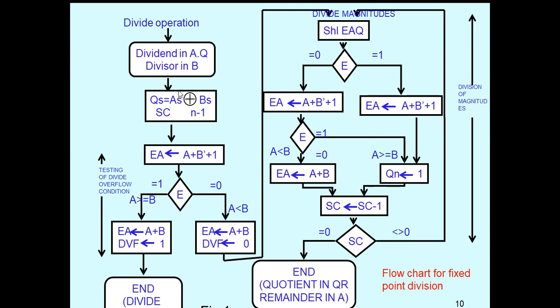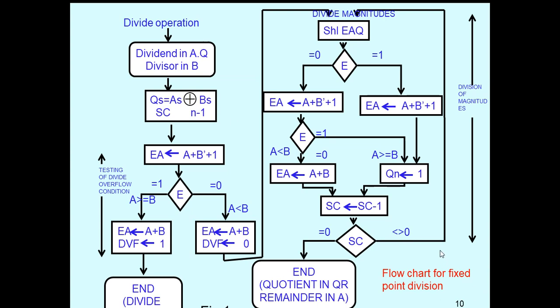Once this is over, we have to initialize the sequential counter value. The divisor bits can be set to the sequential counter value, so n minus 1 bits. I told you already in the last class why we should set it to n minus 1. Because the divisor holds the bits along with the sign bit, we only have to use n minus 1 bits.